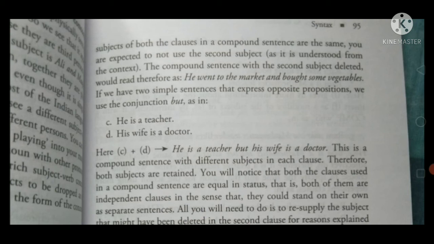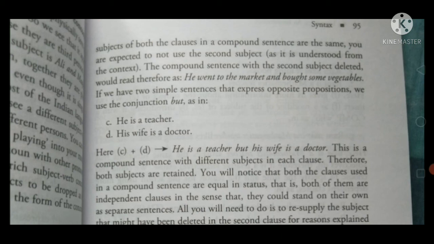If we have two simple sentences that express opposite propositions, we use the conjunction but. For example: He is a teacher, his wife is a doctor. Here, C plus D: He is a teacher but his wife is a doctor.